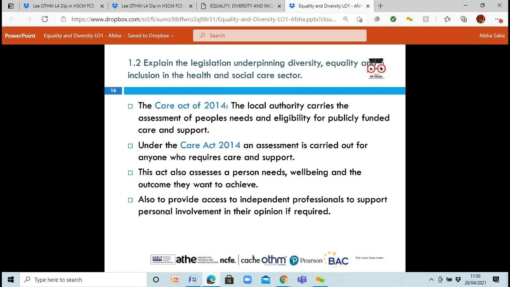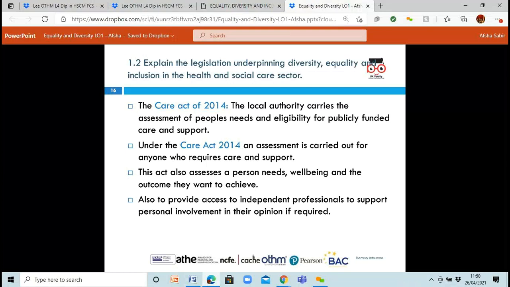Can you actually carry out those tasks that they've been telling you to do? So the actual individual, the service user, gets a voice in here as well. Yeah. And then also, it'll provide access to independent professionals, so you can support any type of personal involvement. You can get their opinions, so you can have an independent coming in from the outside, seeing, are you getting the right type of care, or are you giving the right type of care here?